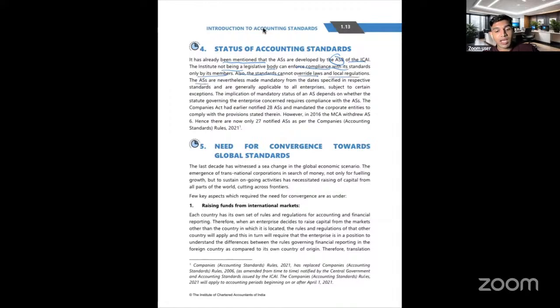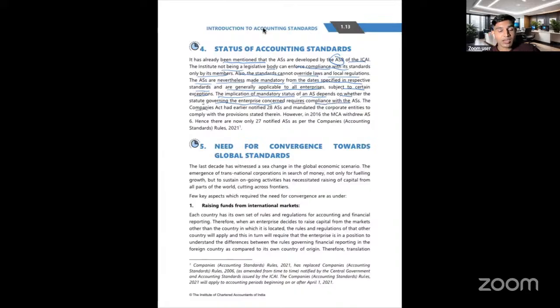The AS are nevertheless made mandatory from the date specified in respective standards and are generally applicable to all enterprises, subject to certain exceptions and exemptions. The implication of mandatory status of an AS depends on whether the statute governing the enterprise concerned requires compliance with the AFS.